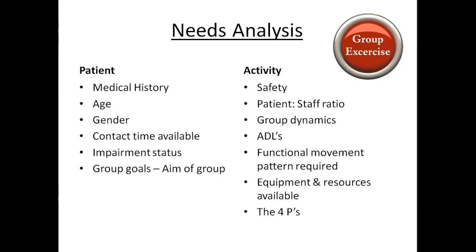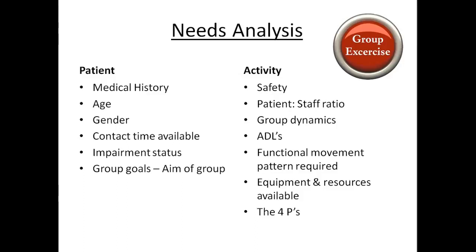So in terms of a needs analysis, we've got to make sure we know the patient's medical history. It's no good them coming to the session without knowledge of their history. Their age, it's got to be age appropriate, it's got to be gender appropriate. Also the amount of contact time you can have available. What sort of impairments have they got? You don't want people with all types of different physical impairments. That's going to be very complicated. You want people with the same impairment so that they can do some peer-to-peer counselling as well. And this will help with the goals of the group.